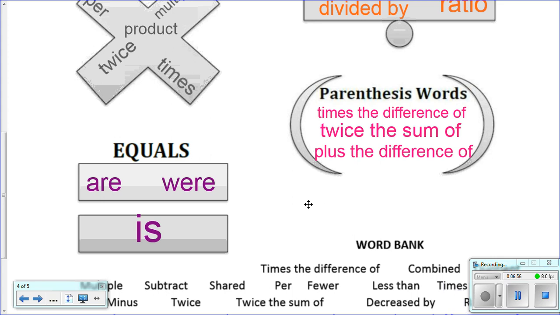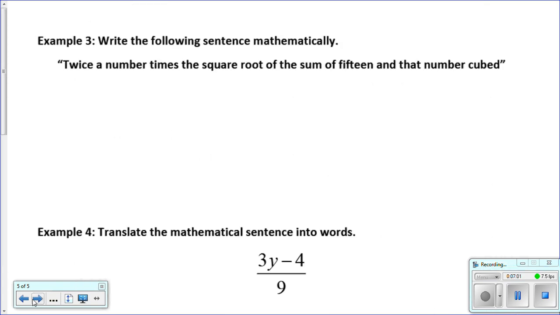Okay, and there's the bell. Sorry, I didn't get it done in time. I tried. Okay, let's try some examples.